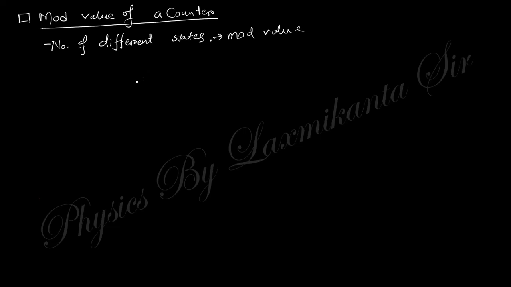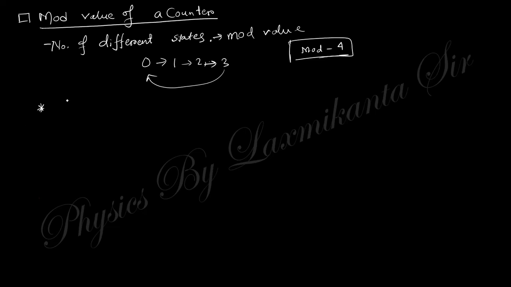For example, you have states 0, 1, 2, 3. If you change the clock pulse, it repeats like that. After 3, this will become that one. So the mode is 4 here. Mode value 4, because there are 4 different states.